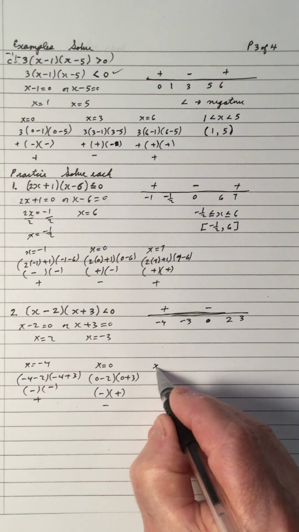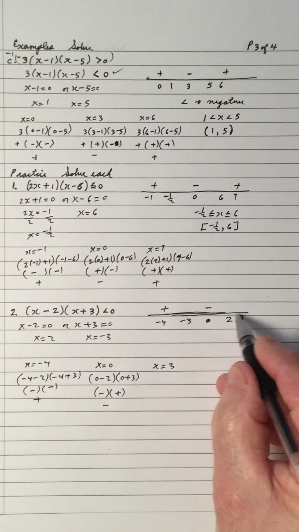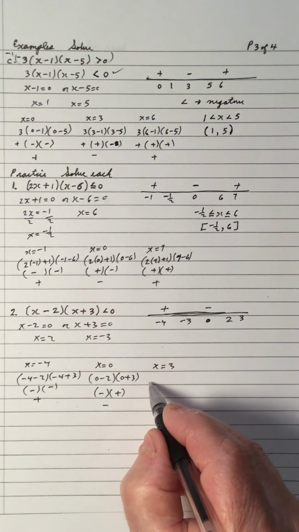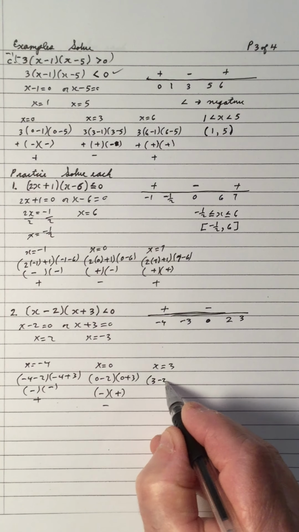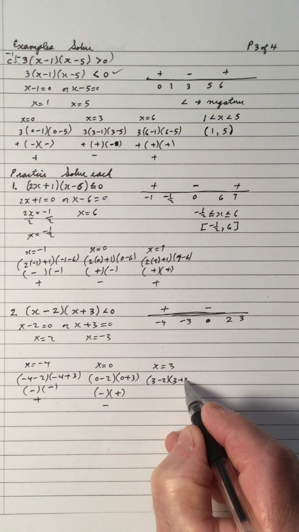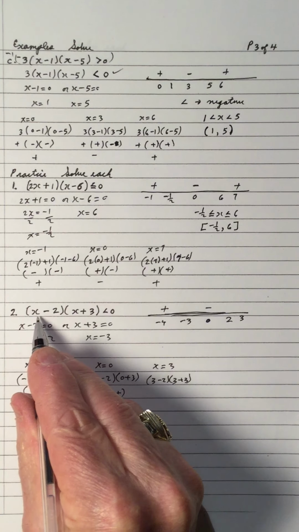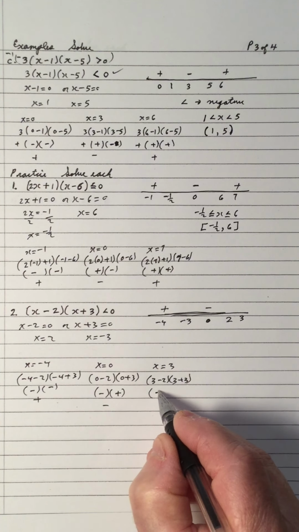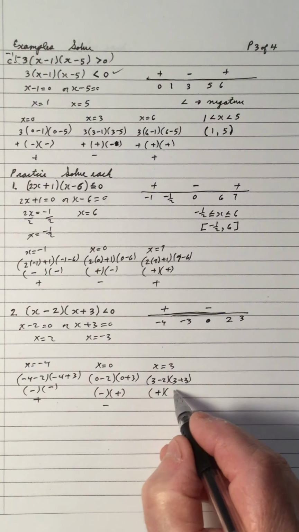And now we're going to deal with the 3. 3 is above the 2 zeros that we got, so we're going to plug in a 3. We're putting 3 in the place of x. And 3 minus 2 is positive, 3 plus 3 is positive, so the product is positive.